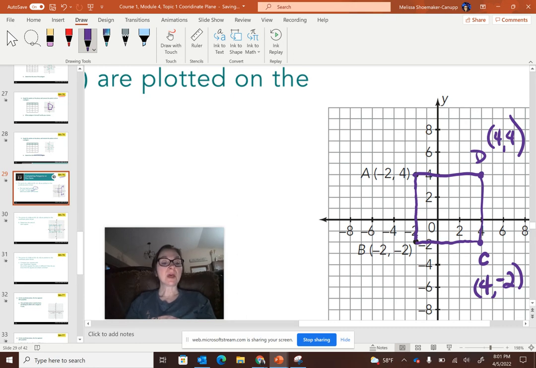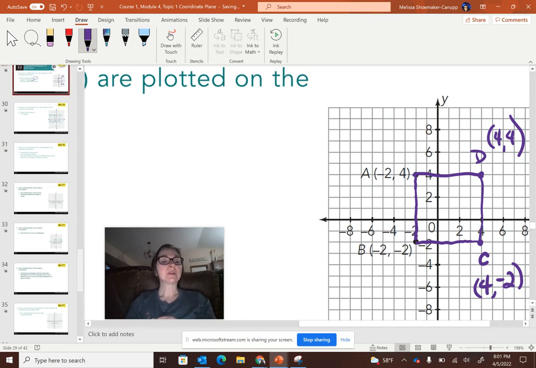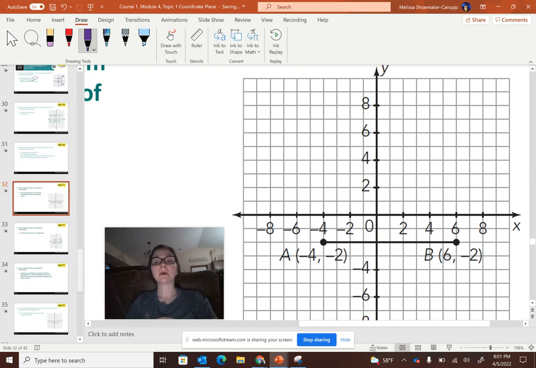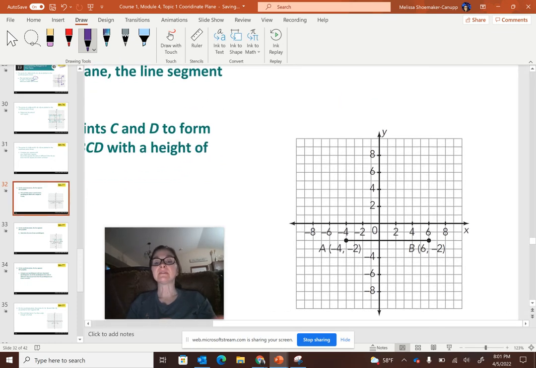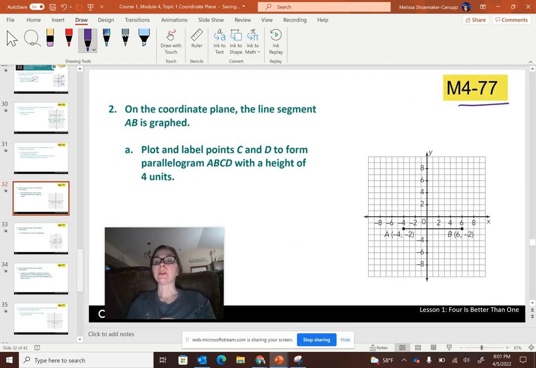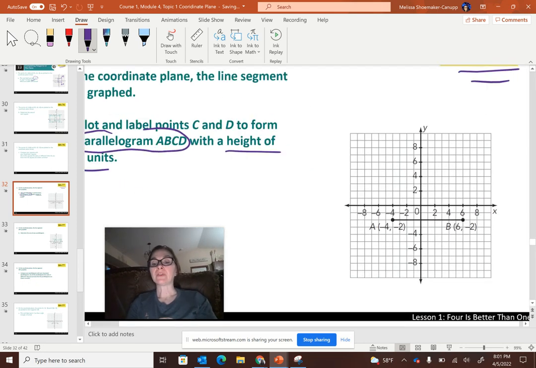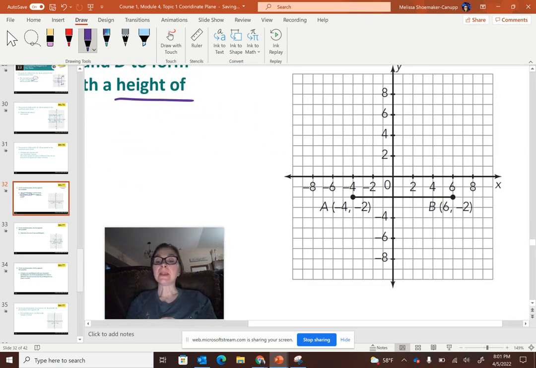Now there's not a whole lot of practice on this in the book, I don't think. Let's skip here to page M477. Okay, and I know our video is probably getting close on time. So let's see what we're supposed to make here. A parallelogram with the height of 4. Okay, so I'm going to zoom in here. I know that the height needs to be 1, 2, 3, 4. So the top of my parallelogram needs to be here.